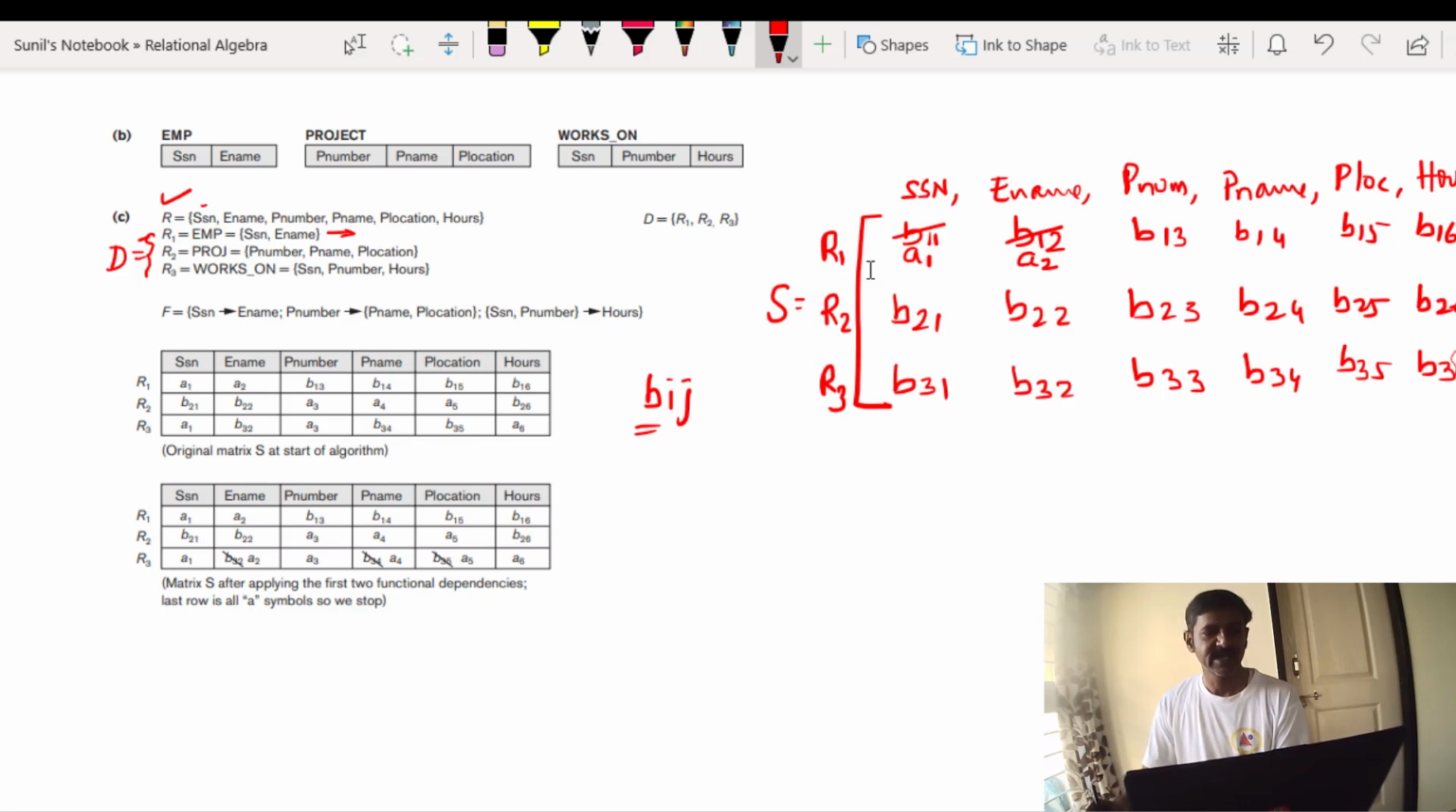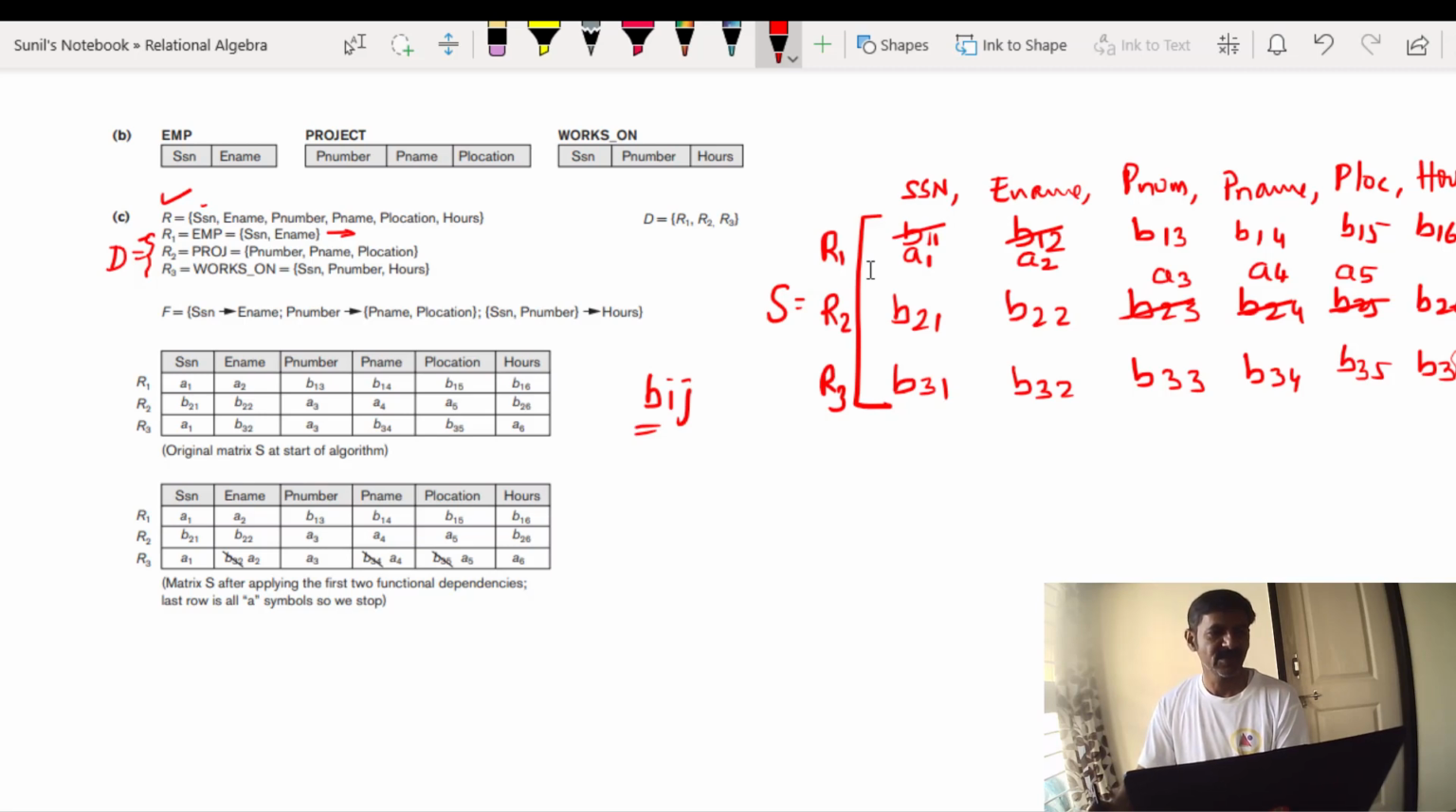Then you have to pick up the next row, that is R2, and check which attributes are appearing. The corresponding Bij should be replaced by Aj. So P number has to be replaced by A3 here. P name is to be replaced by A4 here. Then P location is to be replaced by A5 here. As you can see, each of the Bij are now turning into Ajs. However, no row has all A's yet.